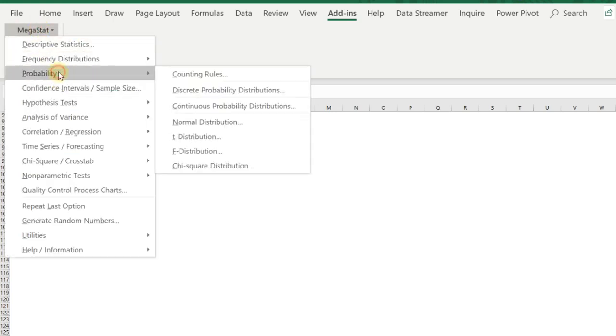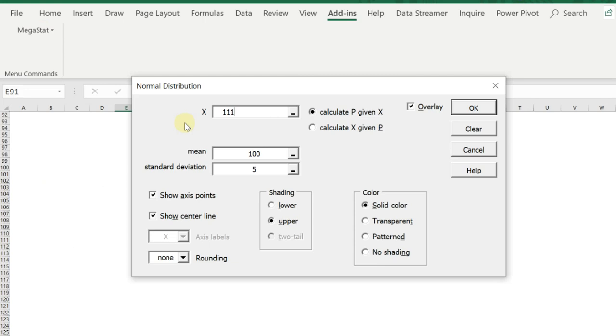And go to probability, normal distribution. Now this time, we actually want to find the z-score, right? So because it's a z, I'm going to first change mean to 0, deviation to 1, and notice this x is going to become a z. There you go. So now the software knows, okay, he's working with a z-score.